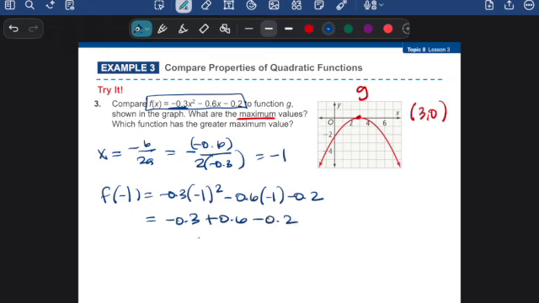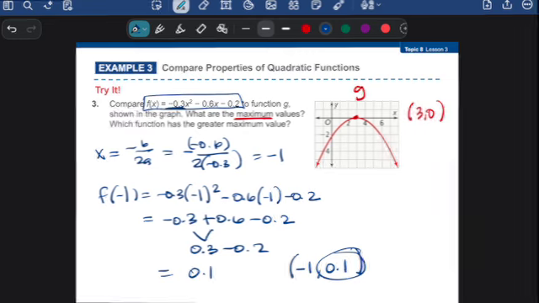So then I get 0.3 positive minus 0.2. So my output is 0.1. So my vertex is going to be at negative 1, 0.1. What's the maximum height for f of x? It goes up slightly more. The maximum is at 0.1.